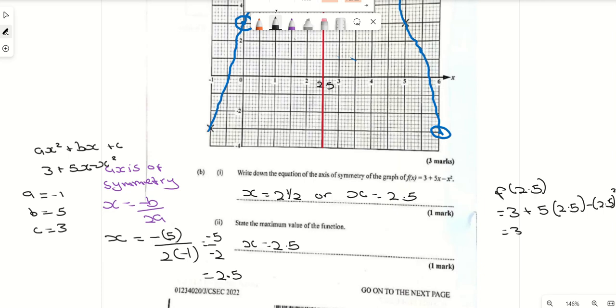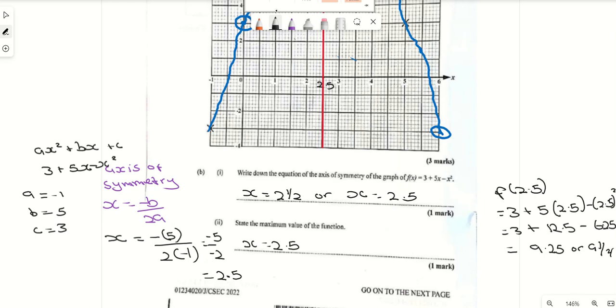This is equal to 3 plus 5 by 2.5 is 12.5. And then 2.5 all squared. I did this on my calculator, guys. You can put this entire thing in your calculator and you'll get an answer. I'm just doing it step by step. 2.5 all squared is negative 6.25. And you just put this in your calculator. 3 plus 12.5 minus 6.25 is equal to 9.25.